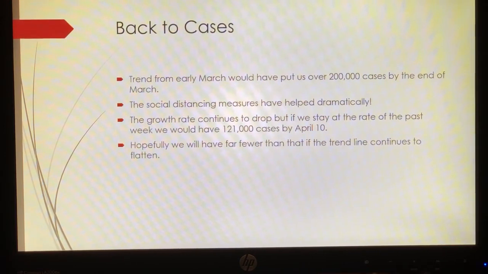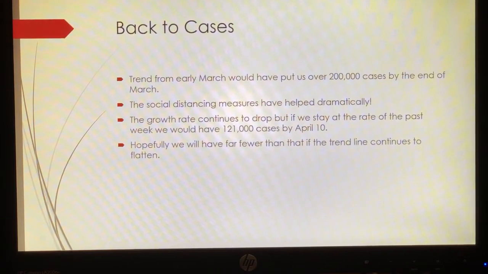Now, hopefully, if we're able to flatten the curve even more, then we'll have less than 120,000 cases, and again, that's a measure of the effect of social distancing. So if we have anything less than, say, 120,000 cases in New York by April 10th, then we've seen even more effects of social distancing kick in between now and then.